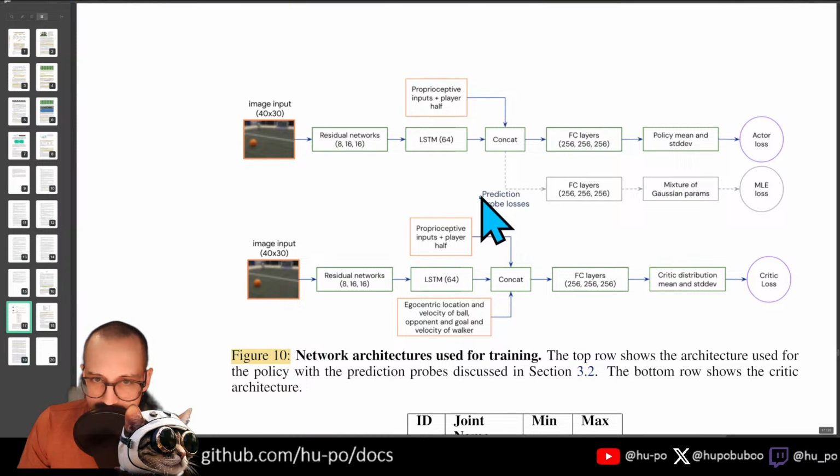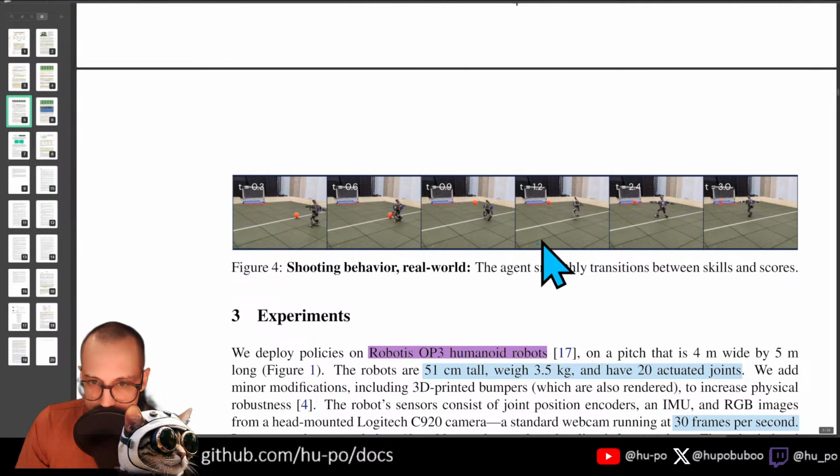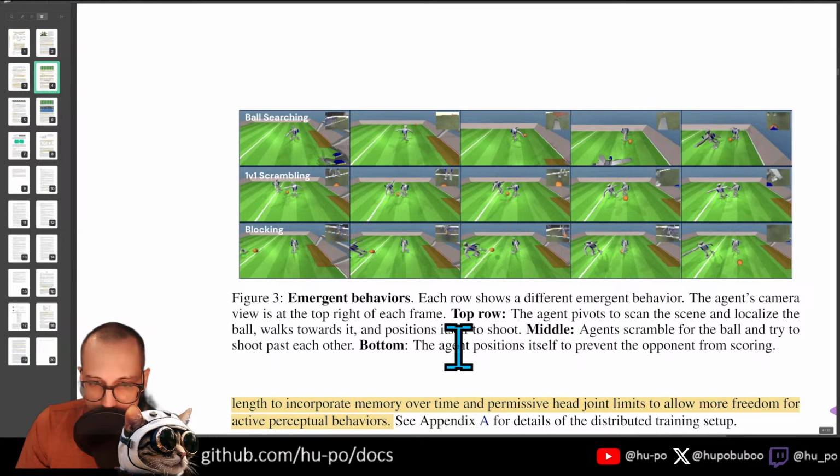I don't know exactly what that means, but 64 at 40 hertz means that it's looking a little bit over a second back in time, right? Or if it's 30, that means it's looking about 2 seconds back. So these robots have a kind of short-term memory of 2 seconds.